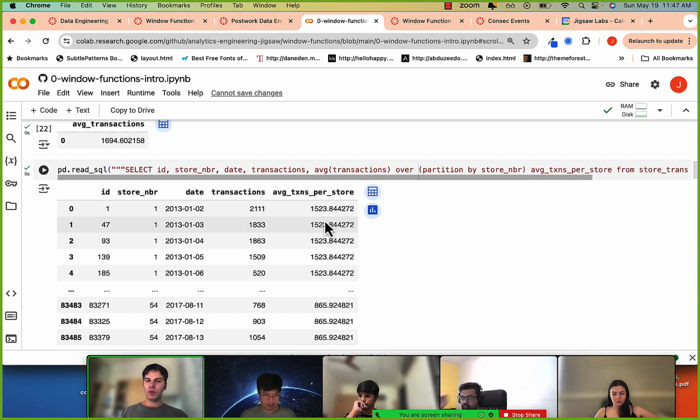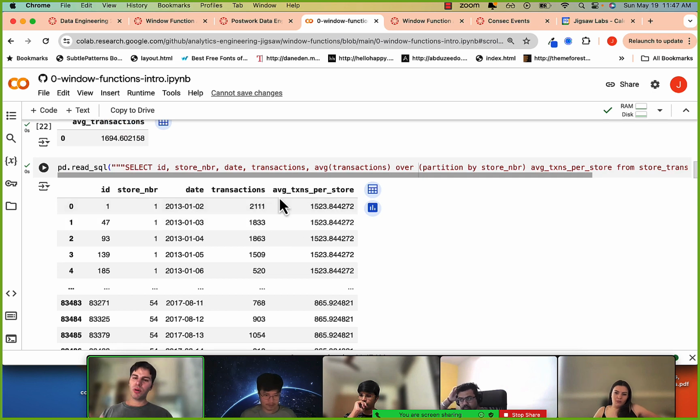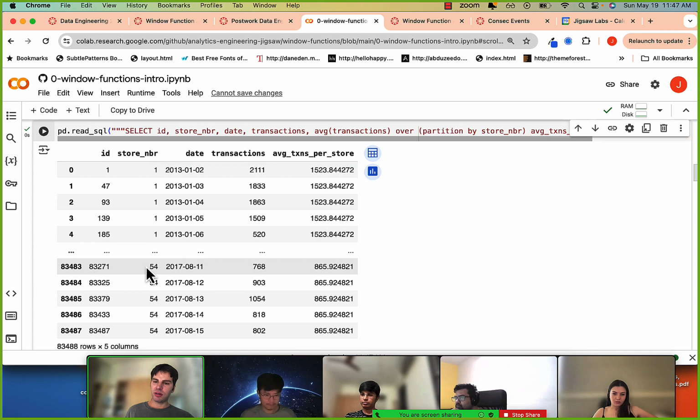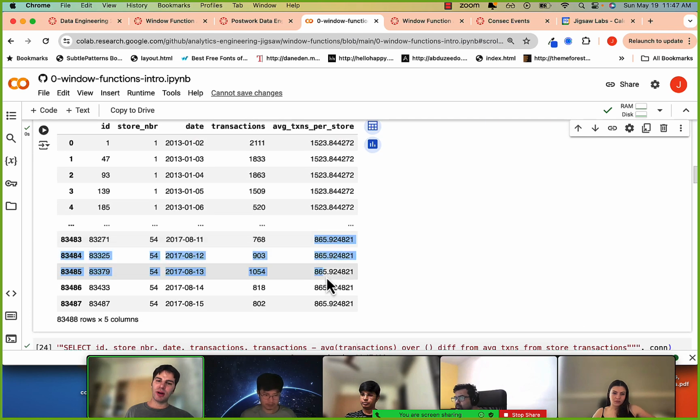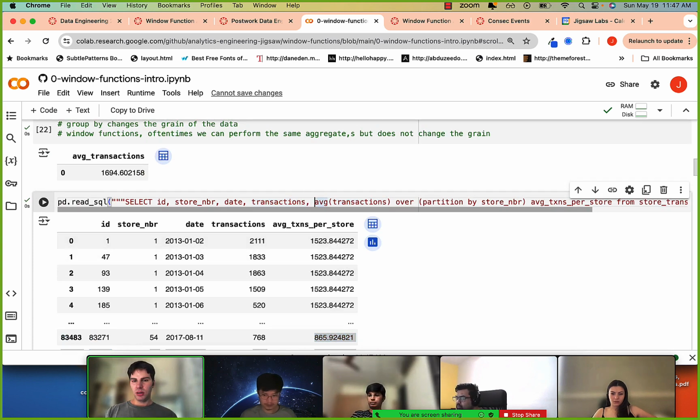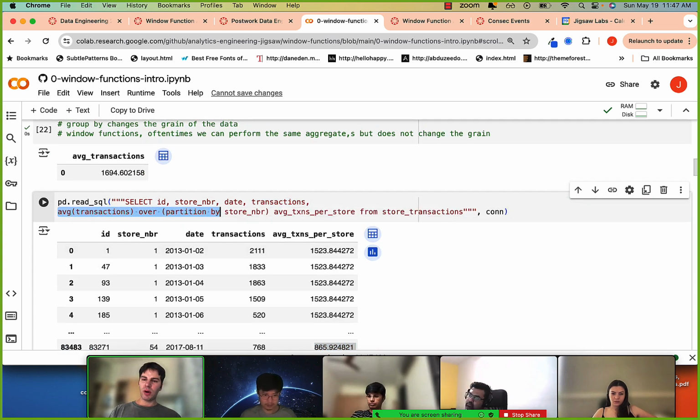So now, notice that this is kind of interesting, right? We'll review how we did it, but just notice the result. Here we're getting the same number, 1523, for all the store ones, okay? Once we get to store 54 at the end, it's a different average, okay? So how did we do that again? It's really this part right here. We're saying the average transactions over, and then over what window? Over a window that's partitioned by my store number, okay?